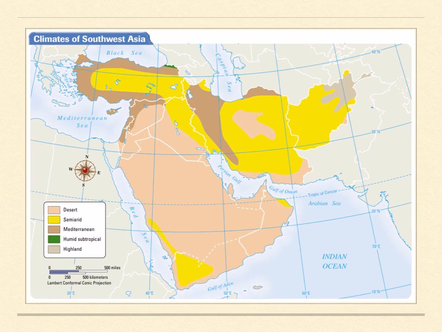Climates of Southwest Asia. Look at this map closely, identify the climate subregions. You'll notice there's quite a bit of desert and even a little bit of highland climate if you look over towards Afghanistan.